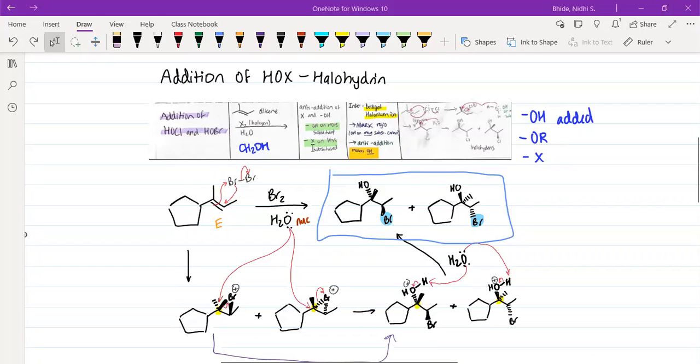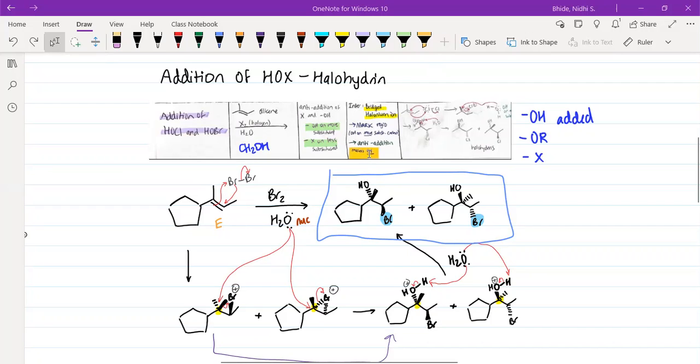So the anti-addition of this will occur where one of them will be on a dash, one of them will be on a wedge. They won't ever be on the same face, and that's something to keep in mind. And then the intermediate is once again the bridged halonium ion. And in case I didn't mention this before, halonium just refers to the halogen. So in this case, it's a bromonium bridge because it's a bromine molecule.